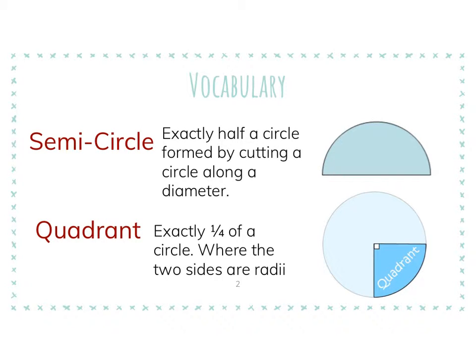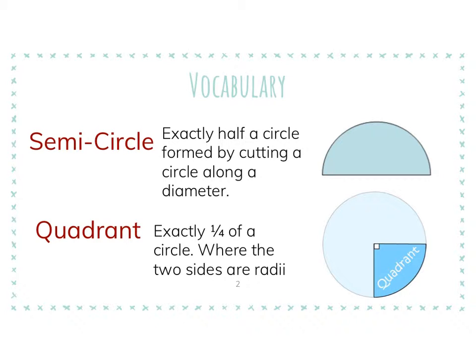So the first vocabulary terms are semicircle and quadrant. A semicircle is exactly half of the circle, which is formed by cutting the circle along its diameter. Some of you noticed the other day that if you have the diameter and you cut the circle in half, then you have two equal pieces. This is true for any diameter. It does not have to be the perfect horizontal one or the perfect vertical one in the circle. It can be any diameter, but if you cut along the diameter, it splits it into two semicircles.